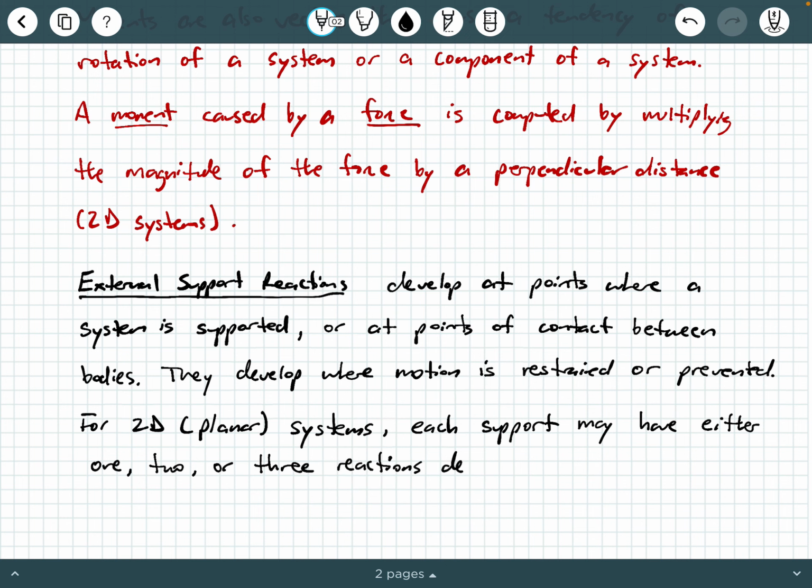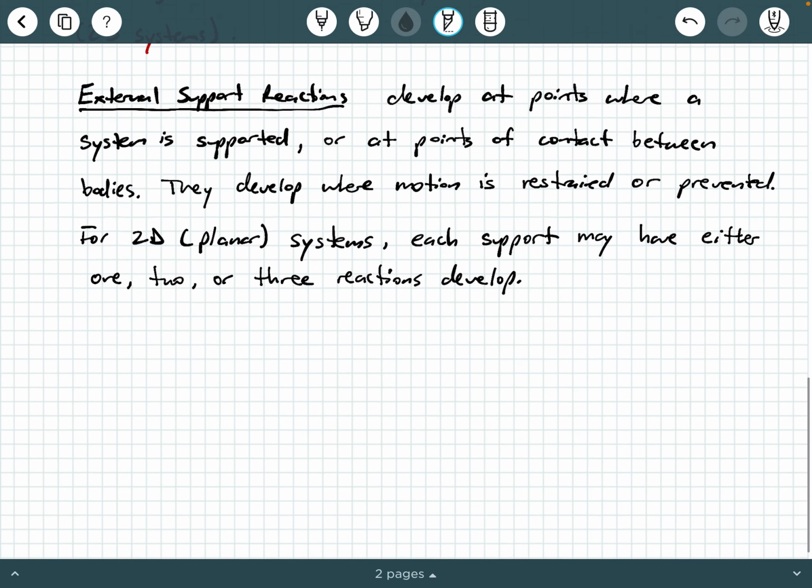reactions develop. So if you go back and maybe if you rewind the video and you look at that table that we just went through, if you notice each one of those external support reaction types either has 1, 2, or 3 reactions that developed. None of them have 4 reactions, for example. If it's a 2-dimensional planar system, then each support would develop either 1, 2, or 3 reactions, okay?